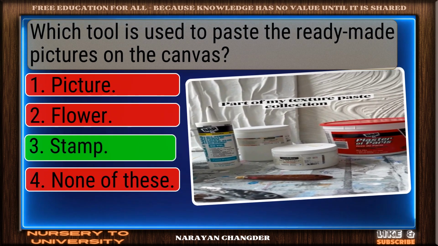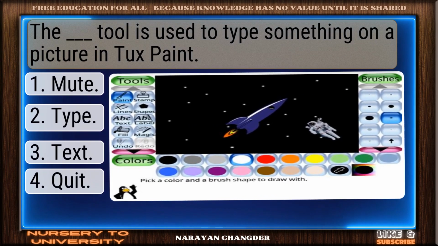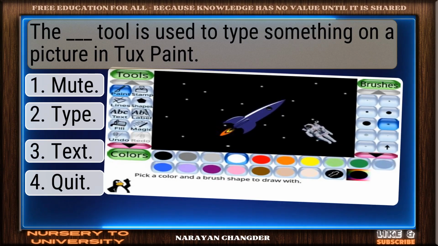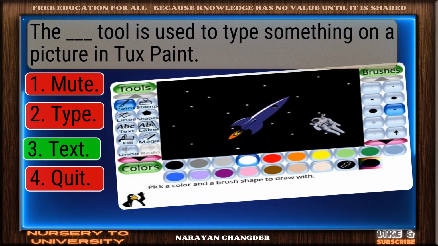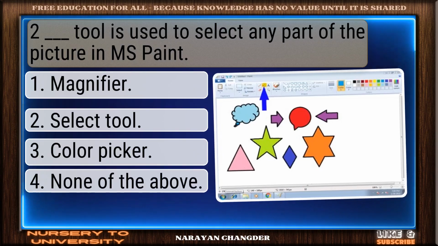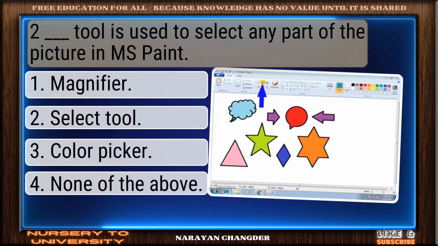Smart pick. Stamp is correct. The Dash tool is used to type something on a picture in TuxPaint. Perfect. Text is the one. The Dash tool is used to select any part of the picture in MS Paint.